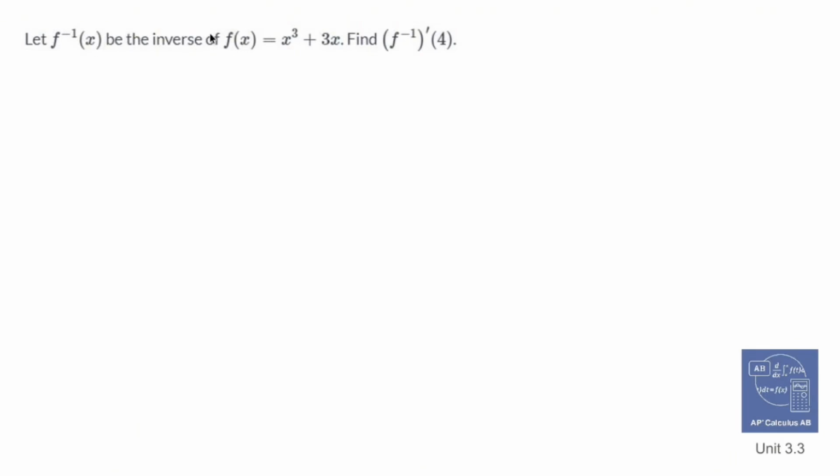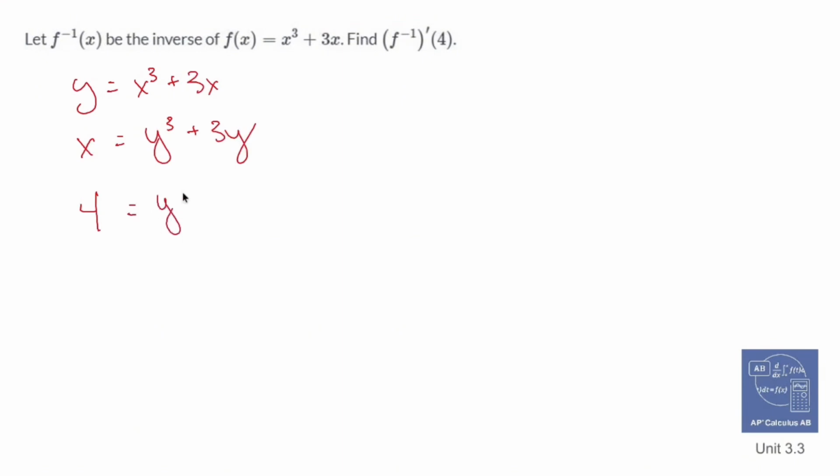Let f inverse of x be the inverse of f of x, which is equal to x cubed plus 3x. Find the f inverse's derivative at 4. Well, I kind of need to find out what the f inverse of 4 is. So why don't I do the old switcheroo: y equals x cubed plus 3x. Switch them, and make it 4.